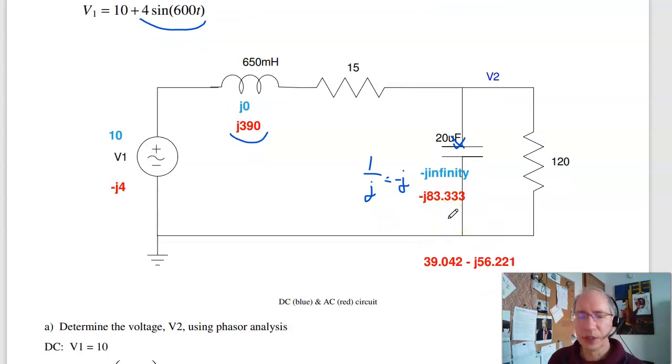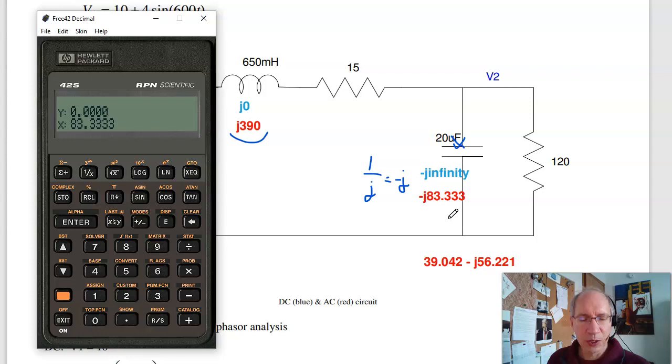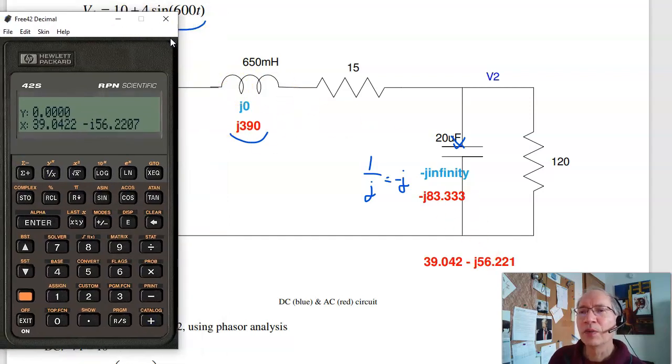Now, use voltage division. I put these two in parallel, so let's do that. 120 ohms, minus j83, inverse, add inverse. This is 39 minus j56 ohms. Voltage division, R1 over R1 plus R2. So hit enter twice, or 3 times. That makes a couple copies.